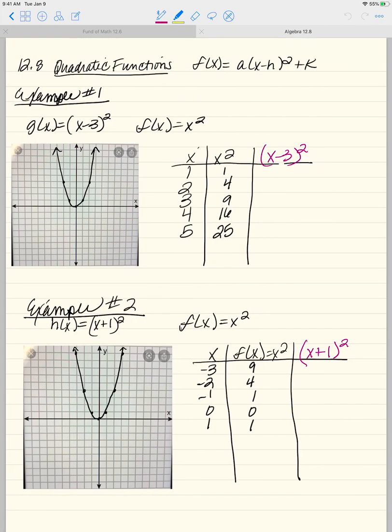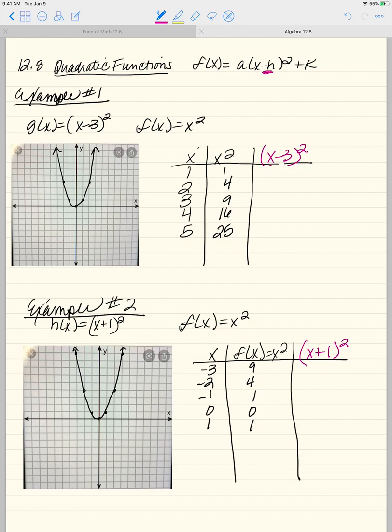So 12.8, and you may be like, wait, we just did quadratic functions in 12.7. Well, yes, we did. But these are a different form. These are f of x is equal to a times x minus h squared plus k. So you probably are already anticipating what is going to be different about these from before. So obviously we are adding in this piece right there, and that is going to be another translation. So these functions we're going to be translating left and right from our basic x squared function.